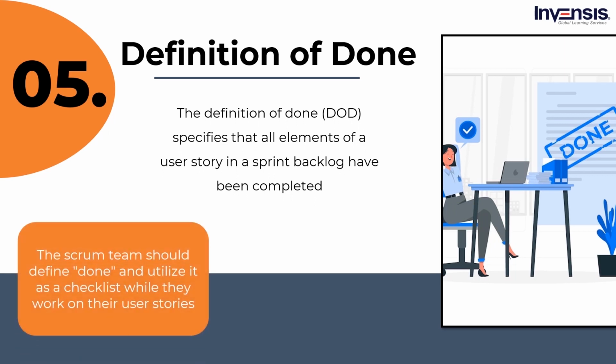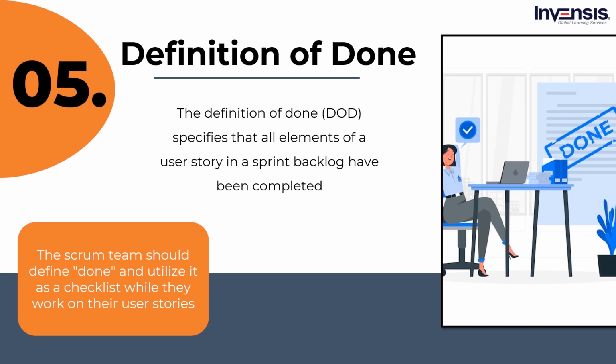Now, the Scrum team must agree on what done includes. They should define done and utilize it as a checklist while they work on their user stories. So, the team can sit together and decide what tasks need to be finished by the end of the sprint and set each of those tasks as done.